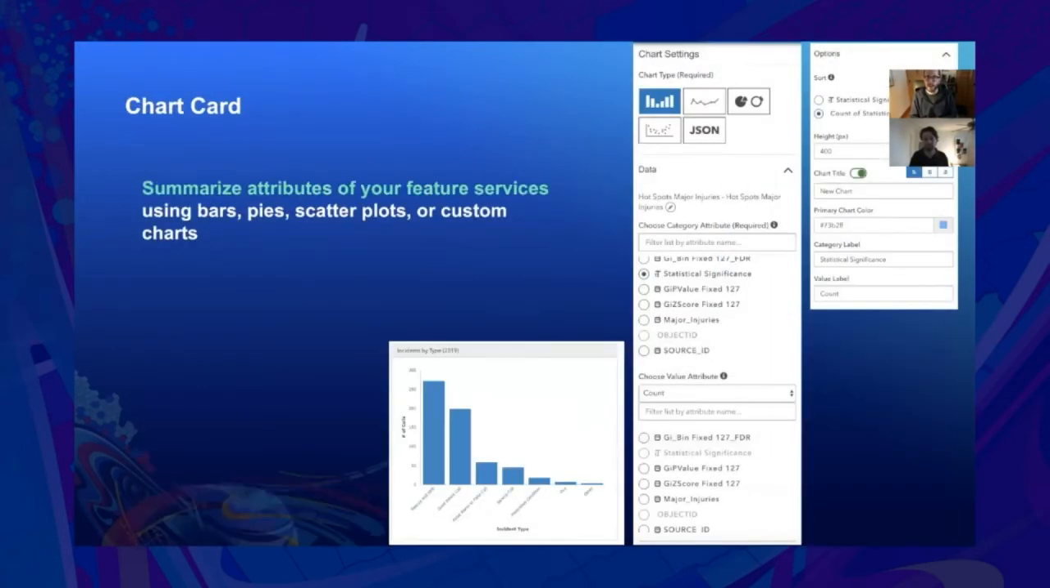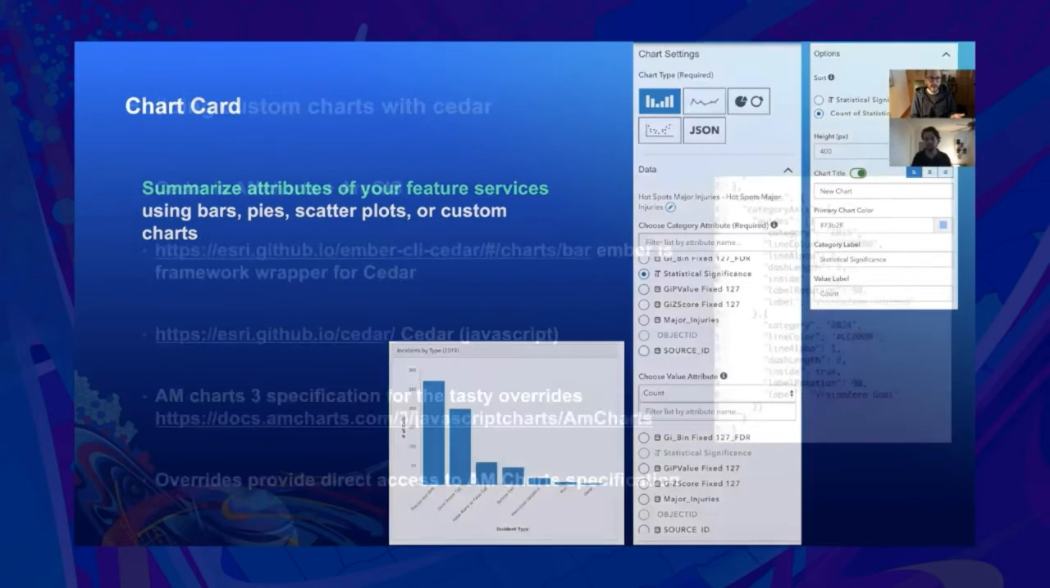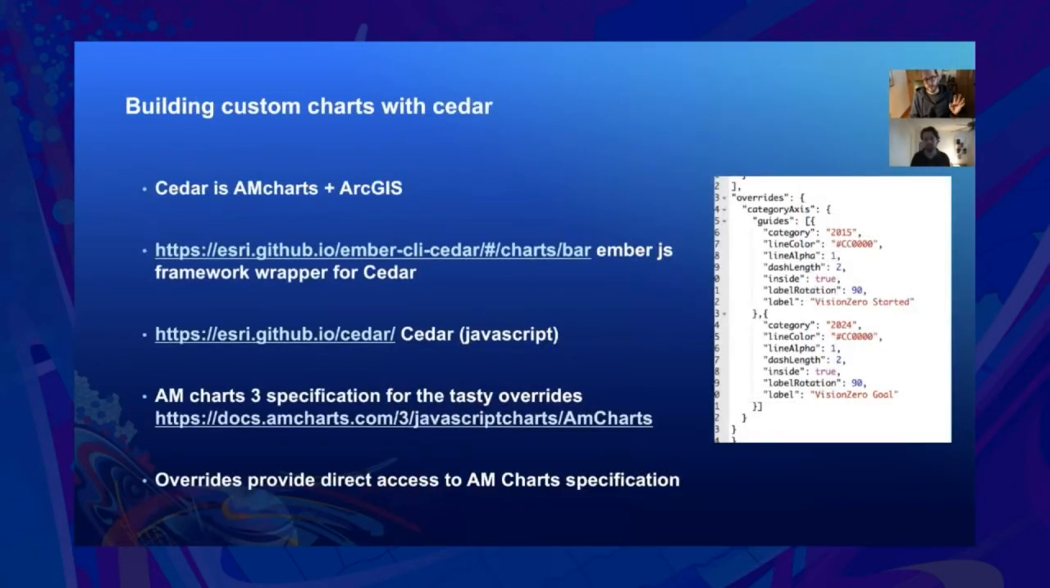The chart card also has some good extensibility. It's good for summarizing feature services and bars, pies, and scatter plots, and we have some visualizations baked in. But there is a way using the JSON mode to unlock the charting library we're using, which is AM Charts 3. We are working on upgrading that.